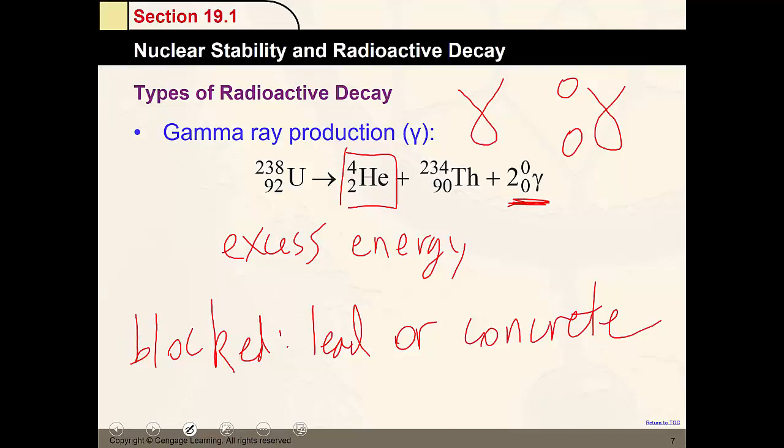Okay, so those are the 3 different types of nuclear decay. Alpha decay, which is just a helium nucleus, represented by 4,2He. Beta decay, where a beta particle, an electron, 0,-1e, is one of your products. And then gamma decay, which is the most dangerous since it releases so much excess energy and can only be blocked by lead or concrete.